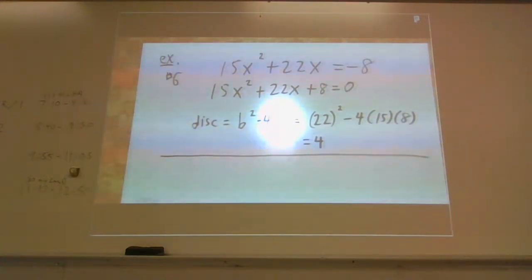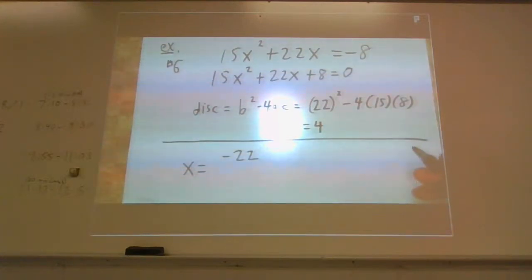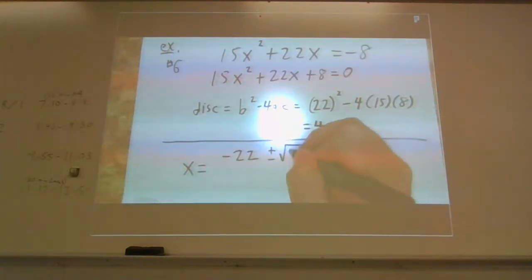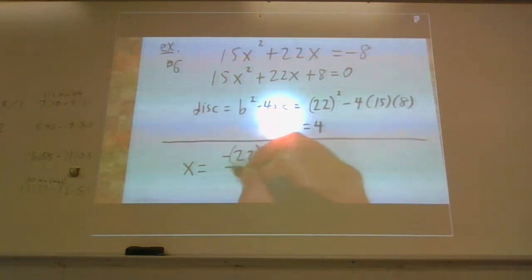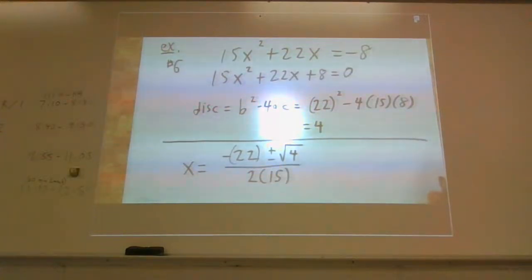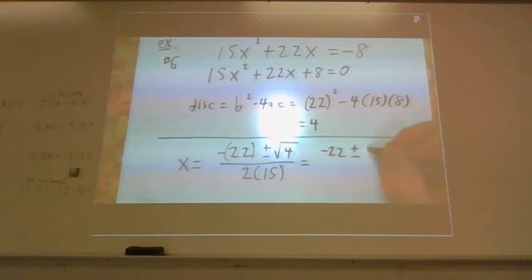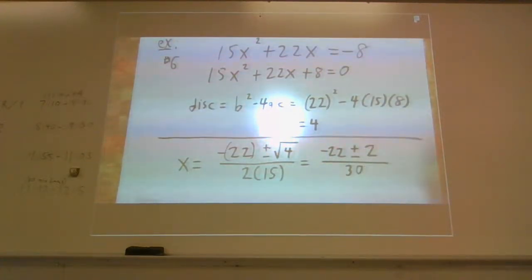All right. And then what? You plug that into the quadratic. Let's do it. X equals negative b, which in this case is 22, or negative 22, plus or minus the square root of 4, the whole thing divided by 2 times a, which in this case is 2 times 15. Break it down piece by piece. The negative of the 22 is just negative 22. Plus or minus the square root of 4, which is just 2. The whole thing over 2 times 15, which is just 30. Nice. Piece by piece.